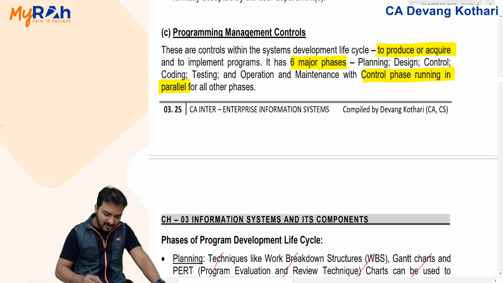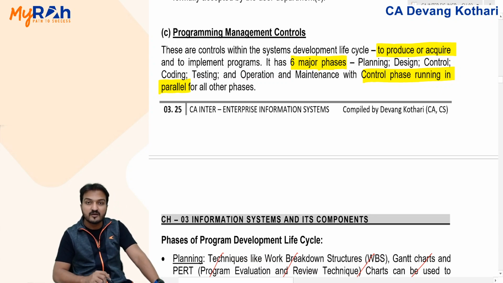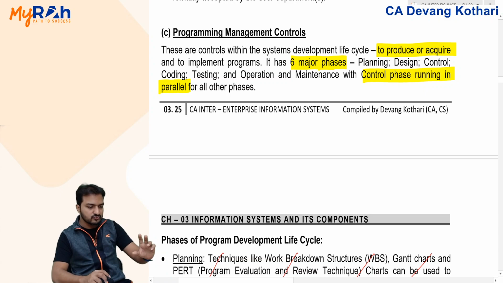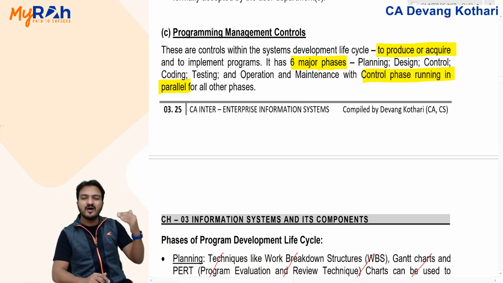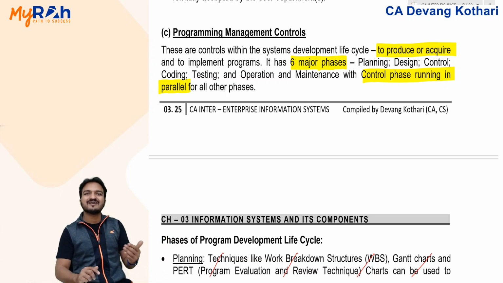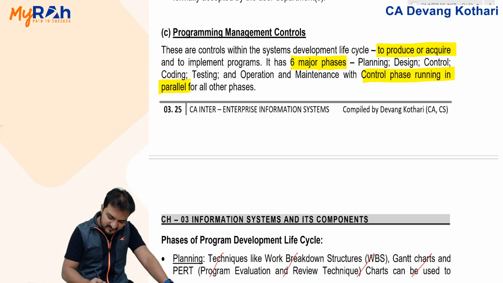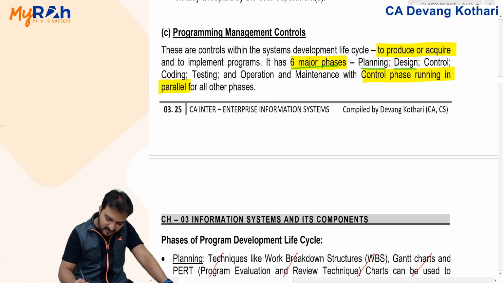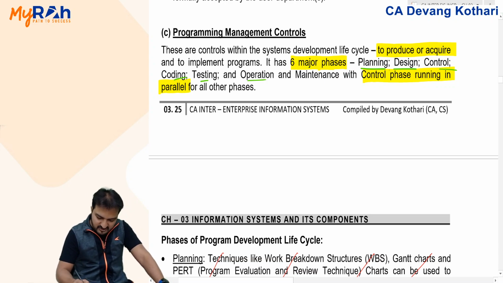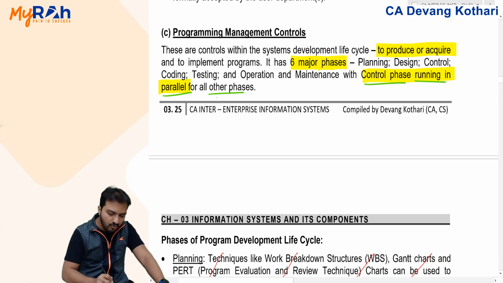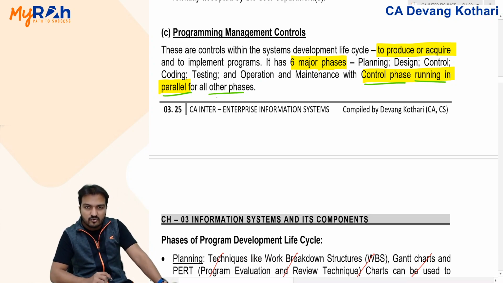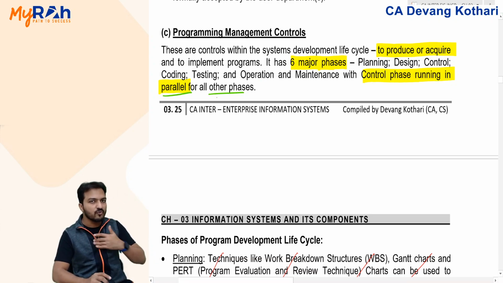Further, programming management controls. Programming management controls were controls to produce or acquire a program. Produce program means to make a customized software. Acquire program means to get a ready-made software. It has 6 major phases, that is planning, designing, coding, testing, operation and maintenance, with the control phase running in parallel for all these phases. So the control phase will last continuously throughout all these phases.